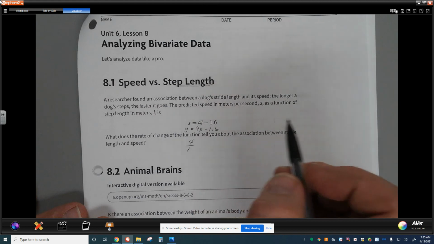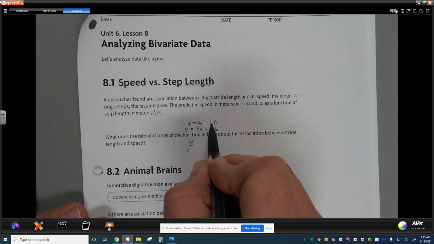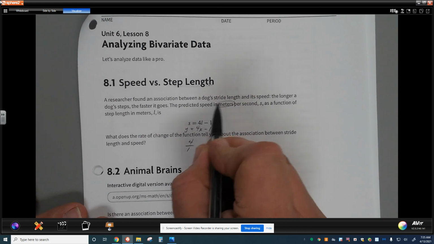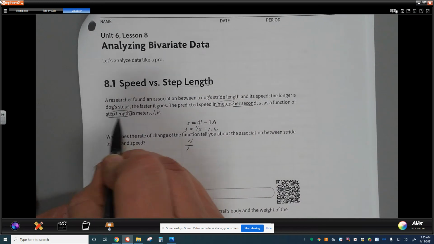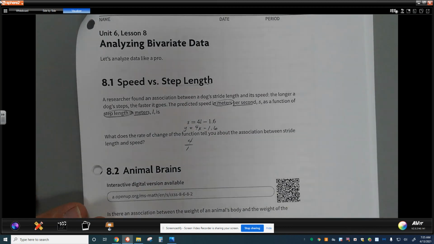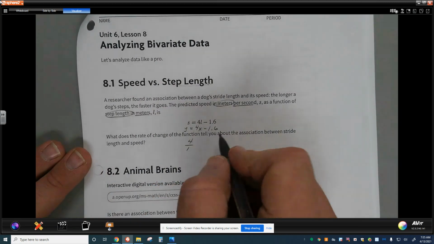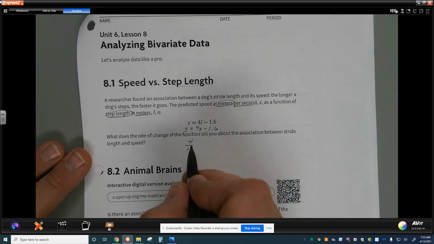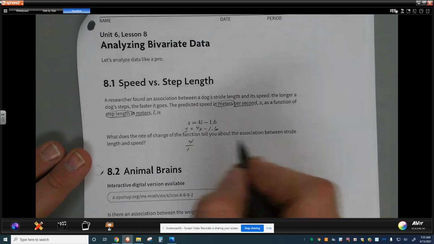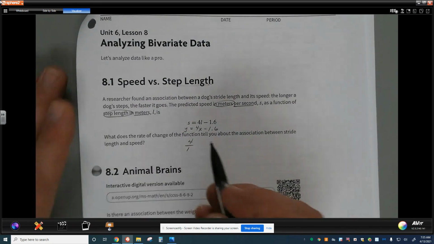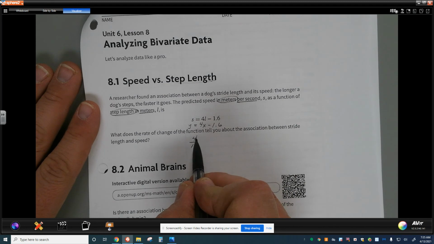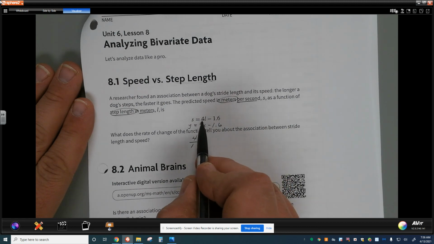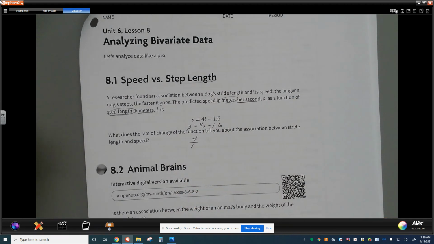Now, what does that mean? When we look at the values that we're given here, speed is in meters per second, and the step length is in meters. So when we talk about this value of 4, we're talking about 4 meters for every 1 second of stride. As we lengthen that stride, we're talking about breaking out a stride. Think about a large dog at a run, and we know that dog is traveling 4 meters every single second as that stride gets longer and longer.